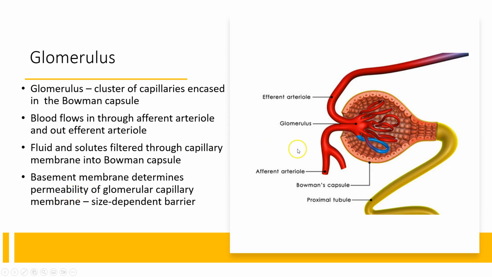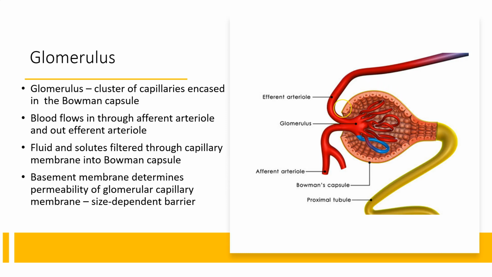The glomerulus is made up of a compact cluster of capillaries that are encased in a thin double-walled capsule called the Bowman capsule. Blood flows into the glomerular capillaries from the afferent arteriole and out of the glomerular capillaries from the efferent arteriole, which then leads into the peritubular capillaries. Fluid and solutes from the blood are filtered through the capillary membrane into a fluid-filled space in the Bowman capsule called the Bowman space here. The portion of blood that is filtered into this capsule is called the filtrate.